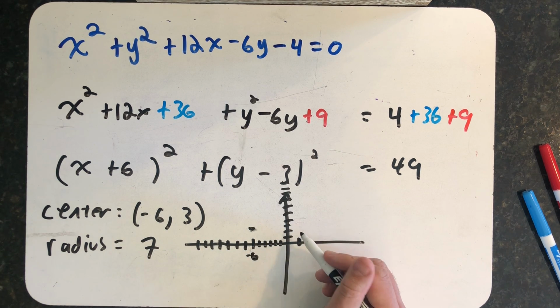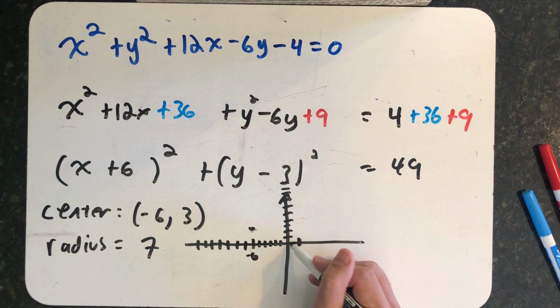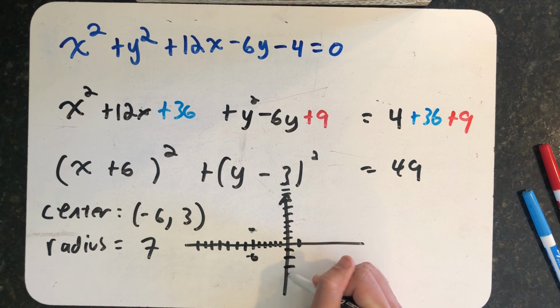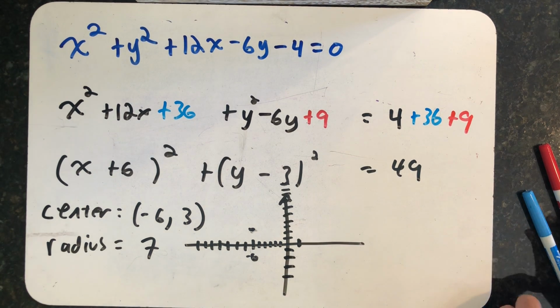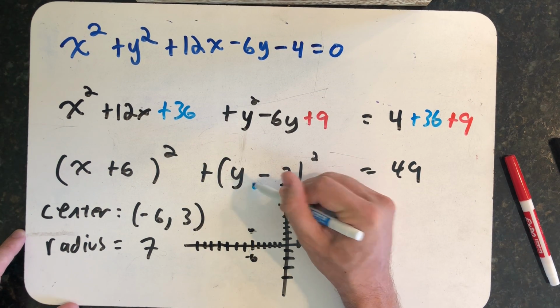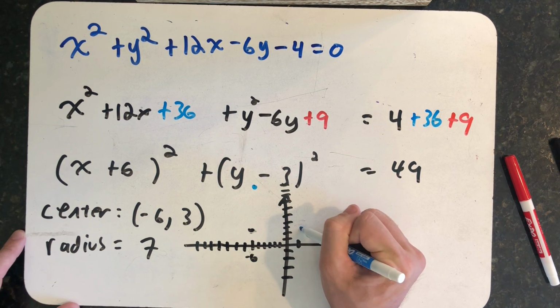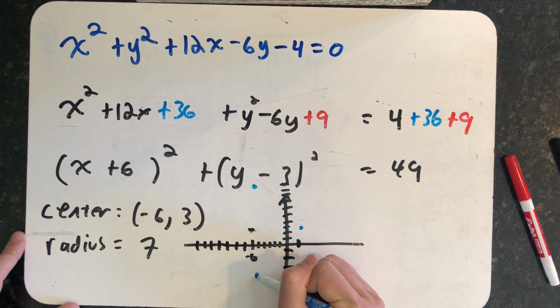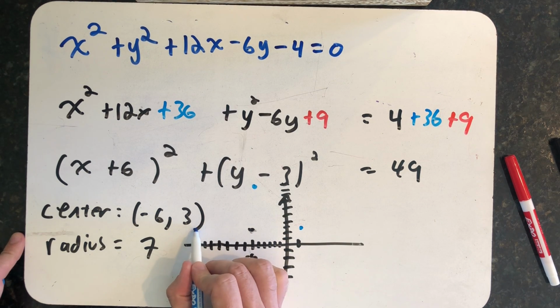And then I need to be able to go 7 units down. So I've already gone 1, 2, 3, so 1, 2, 3, 4. And I'll just draw the very best circle that I can, which likely won't be that good. But we'll just all agree that it's a circle.